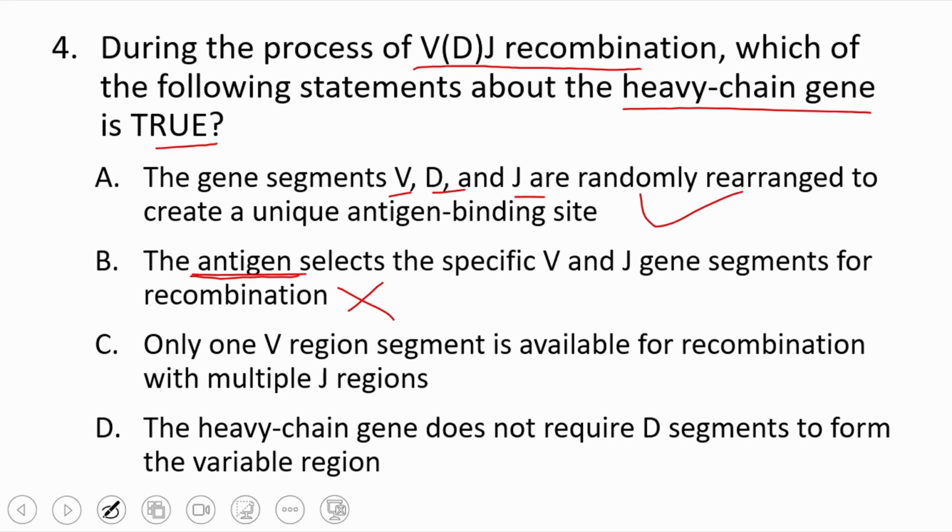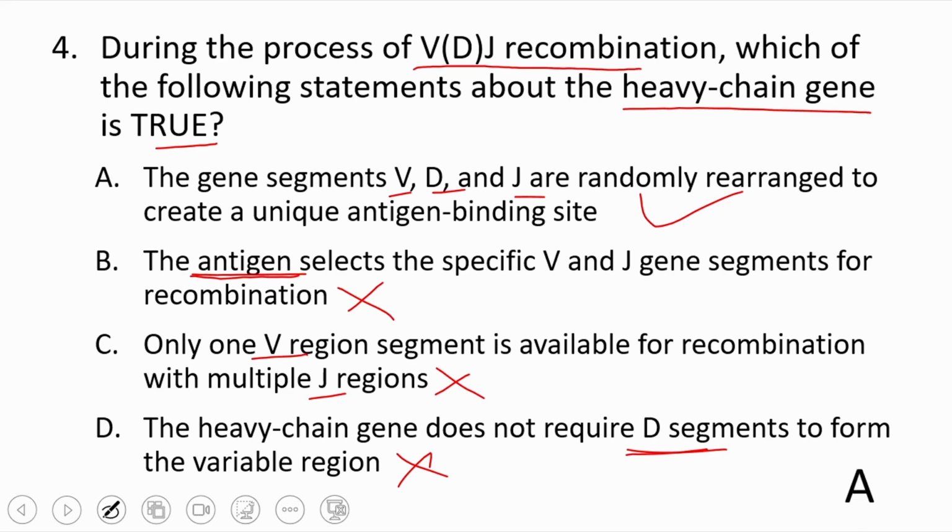Only one V region segment is available for recombination with multiple J segments. No, there are multiple V, multiple D, multiple J segments, and this is again wrong. The heavy chain gene does not require a D segment to form a variable region. Again, this is wrong. But the light chain does not require a D segment. So VDJ is for a heavy chain. So it seems the right answer will be A.